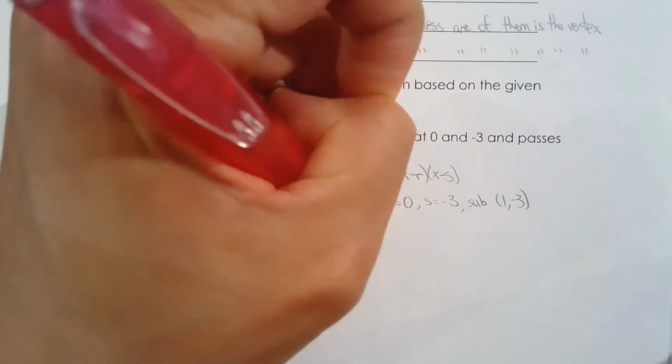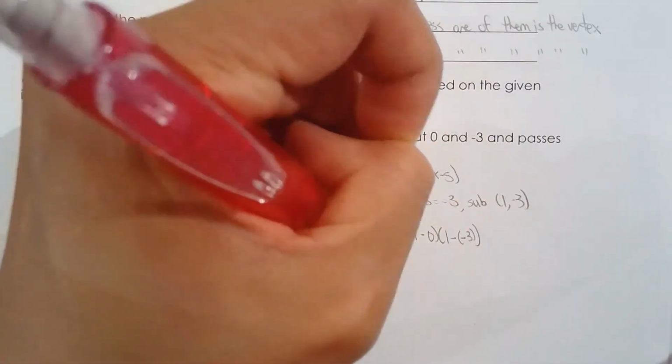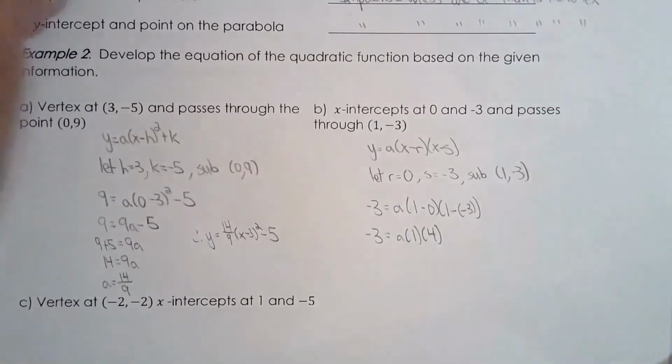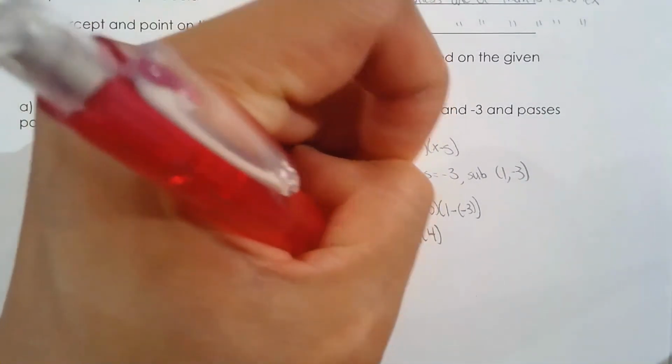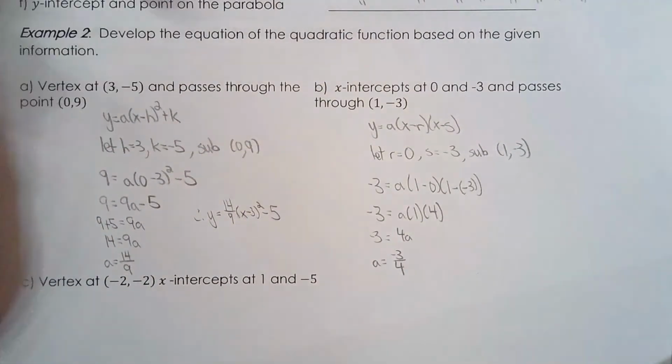Okay, so if you do that, you'll get something pretty. 1 minus 0, 1 minus -3. So let's clean that up a bit. 1 minus 0 is 1, 1 minus -3 is 4. So 1 times 4 is 4. So a is -3/4. So just like last time, you know what a is, you can write the equation.